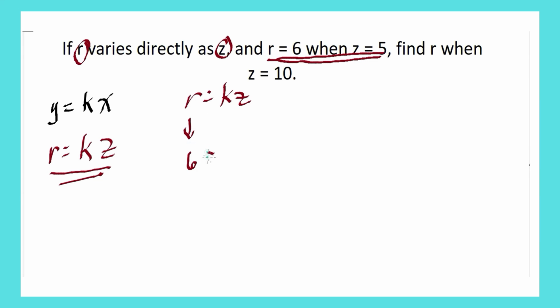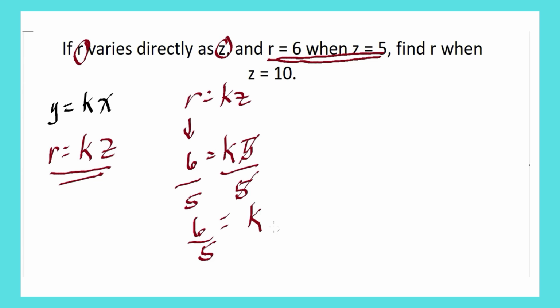Okay? So the value of r here is 6. The value of k we don't know. We're going to solve for that. And the value of z is 5. So we are going to get the value of that k. We are going to divide both sides by 5 to take out this 5, so that we have only k on this side, and 6 over 5 is already in the lowest term. Okay, so the value of k is 6 over 5.